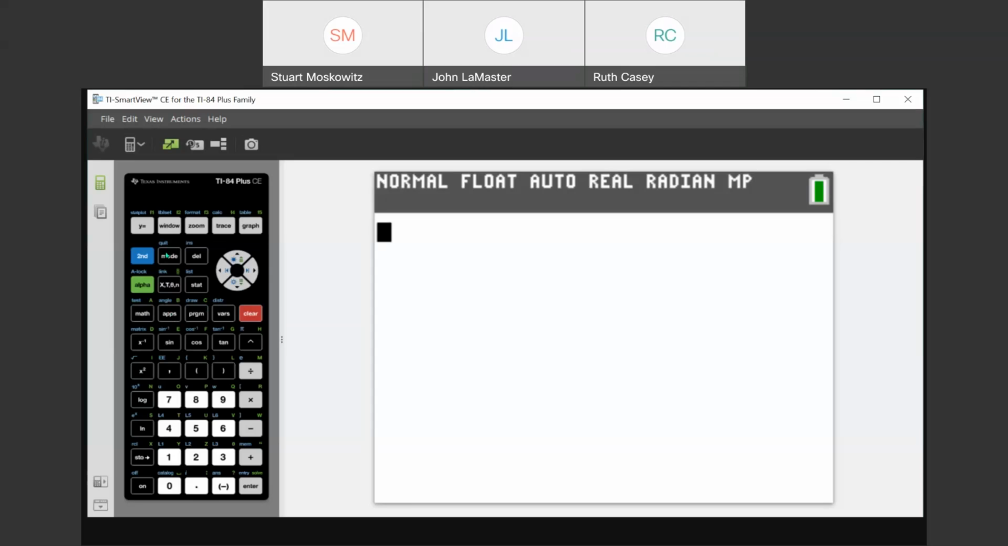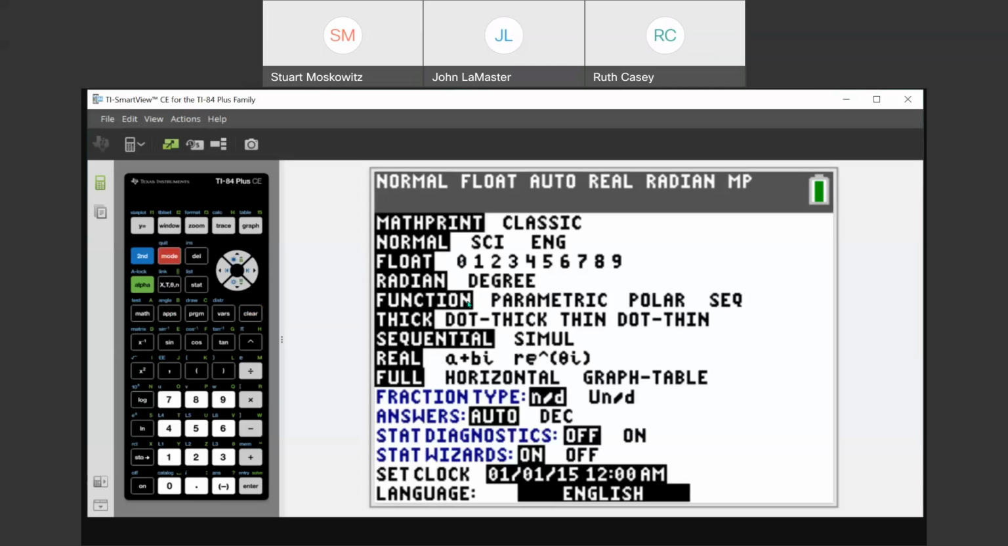But mode is a real good place to start. So let's go to mode, and there's a lot here. By resetting defaults, notice everything here is on the left. And so I'm going to start by talking, again, math print versus classic. We'll get to a few of these.